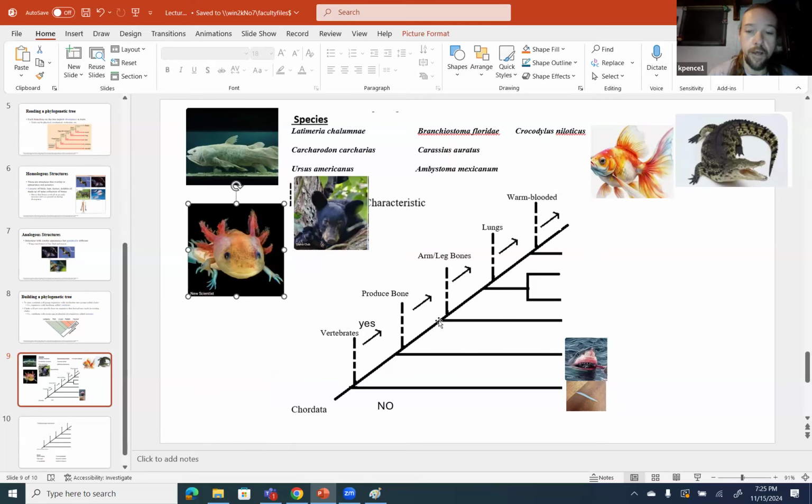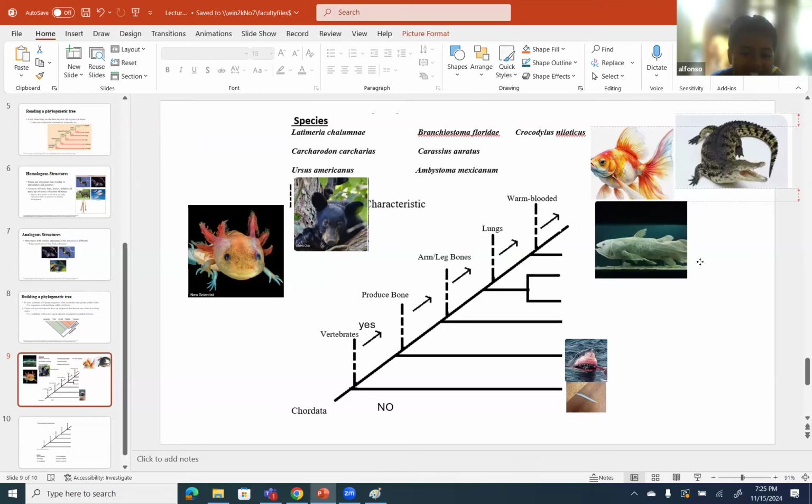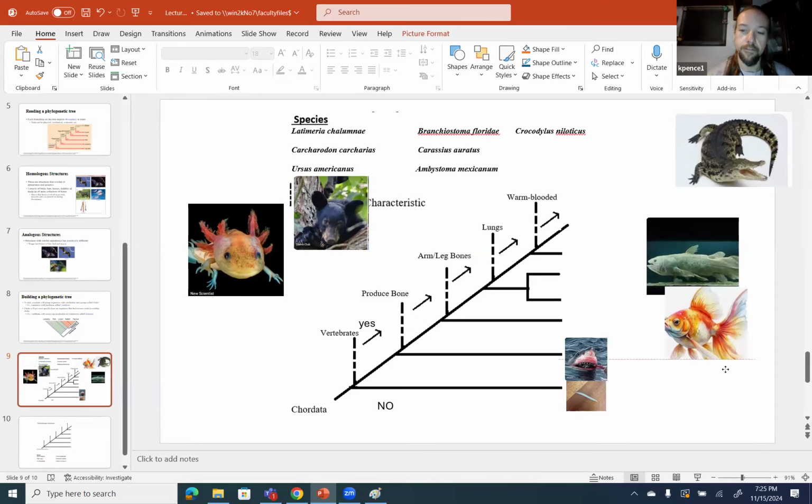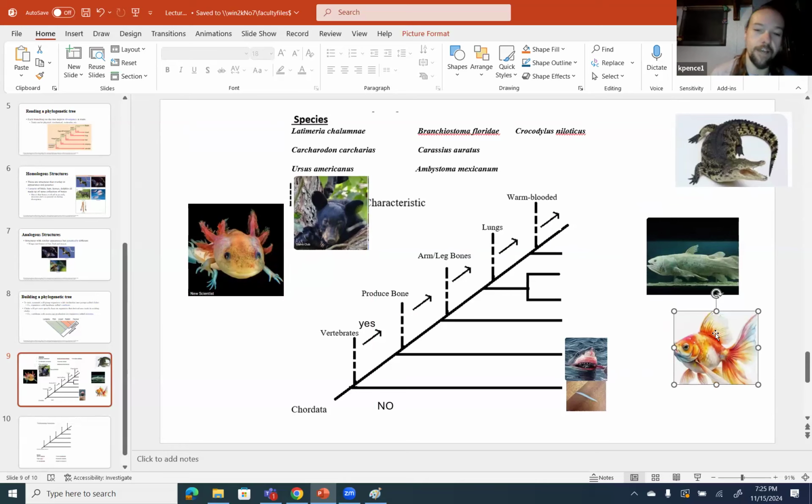Okay, come up to my next node. My next node is arms and legs. So, which individual that's left doesn't have any arms or legs? There are already two. You think there's two? Fish, with the goldfish and the big one. So you think it's one of these two?